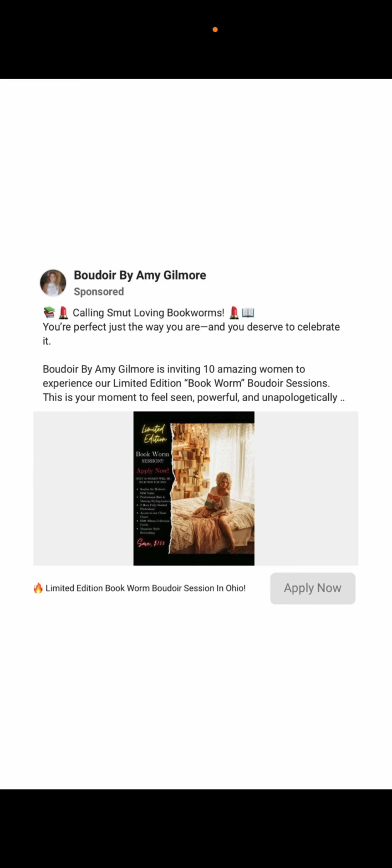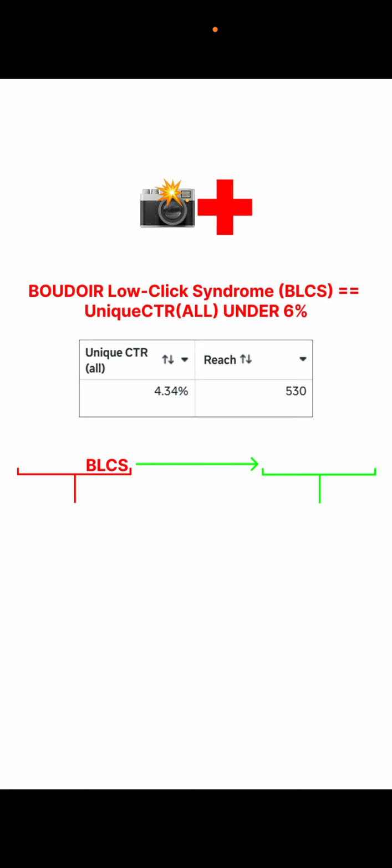All right, y'all, we're going to take a look at this Boudoir Facebook ad, diagnose to see if we believe it has BLCS, aka Boudoir low click syndrome. And Boudoir low click syndrome is when the unique CTR of our Boudoir Facebook ad is under 6%.